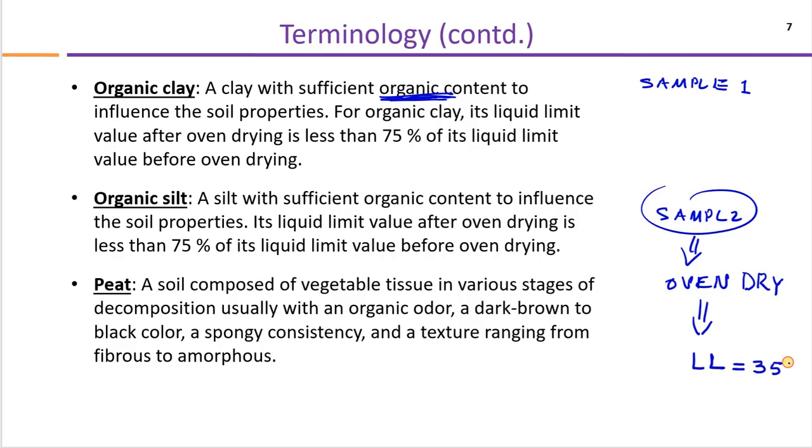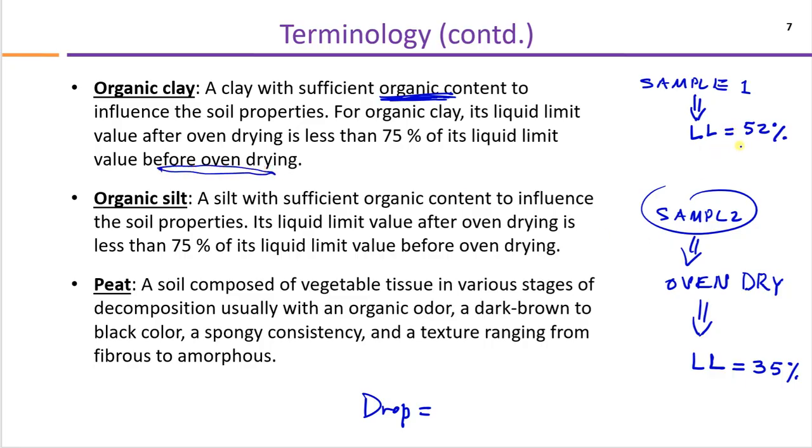I'm just assuming, giving you an idea. And the first sample we did not put in an oven. We directly do the liquid limit test, and the liquid limit value, suppose, comes as, let me say, 52. So for sample 1, the liquid limit is 52. For sample 2, which is oven dried, it is the same soil, but it is put in the oven before doing the test, and the liquid limit value is 35. Now we have to look at how much the liquid limit has dropped. So we have to look at whether the liquid limit value after oven drying is less than 75% of the liquid limit before oven drying.